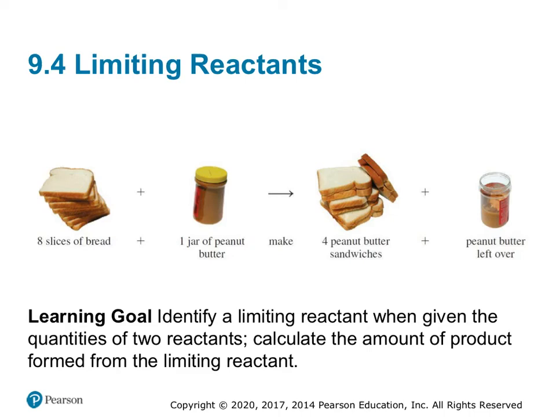All right, today we're going to look at section 9.4, something called limiting reactants. We're going to be able to identify a limiting reactant when we're given the quantities of two reactants. And then we'll be able to calculate how much product is formed.